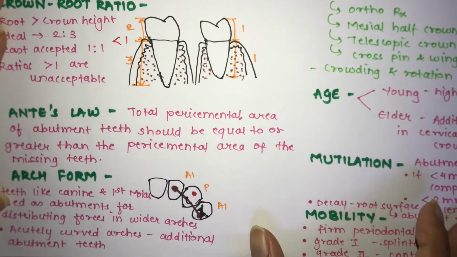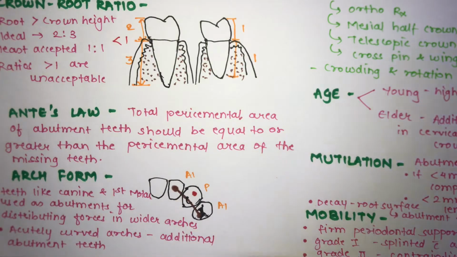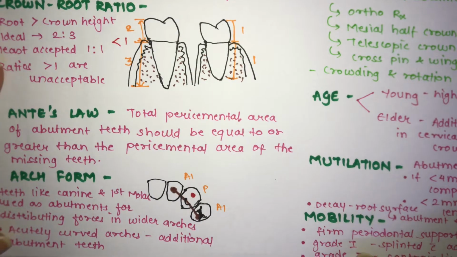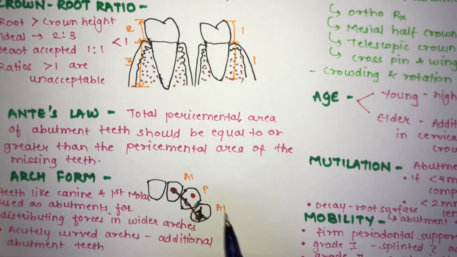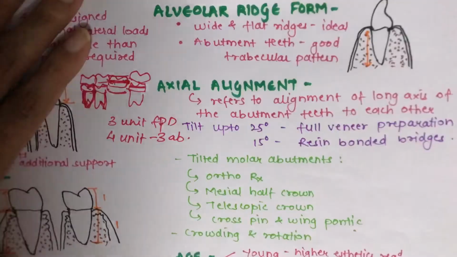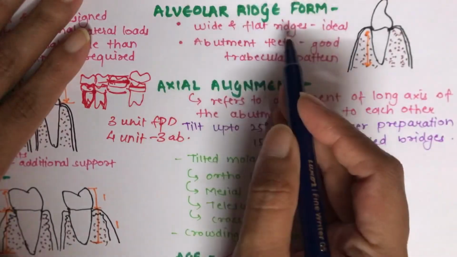Next one is the arch form. Teeth like the canine and first molar can be used as abutments for distributing forces in wider arches. Because the canine is a cornerstone tooth, and the canine replacement fixed partial denture is subjected to more forces, because the canine forms the curve of the arch and it tends to lie outside the interabutment axis. So if the teeth are acutely curved, in that case again you need to add an additional abutment.